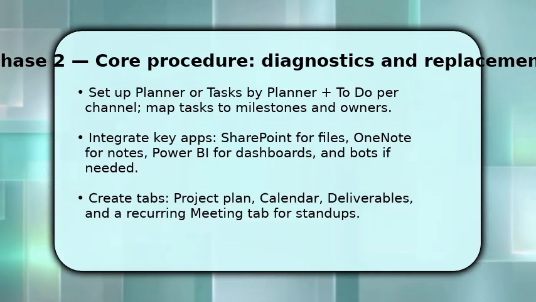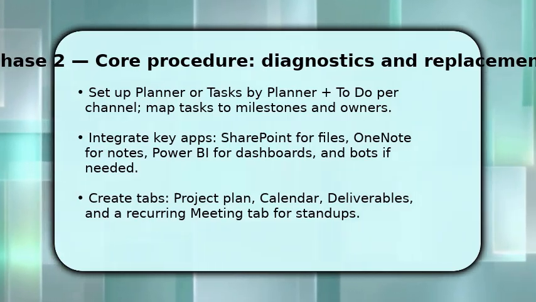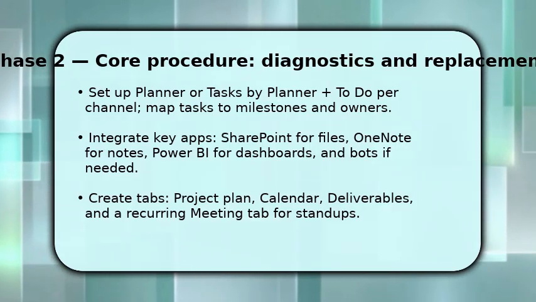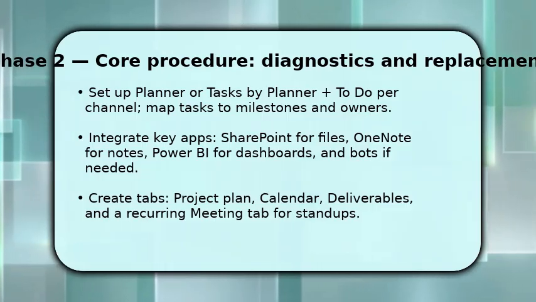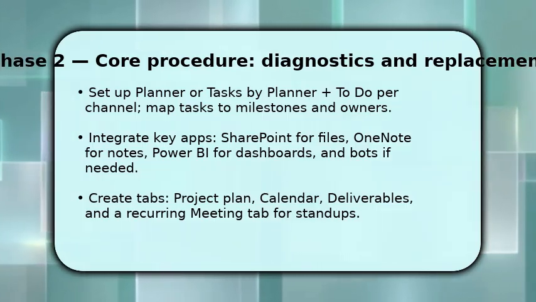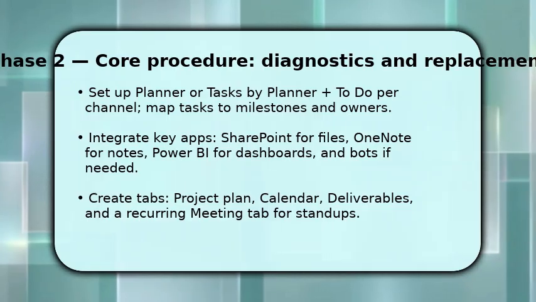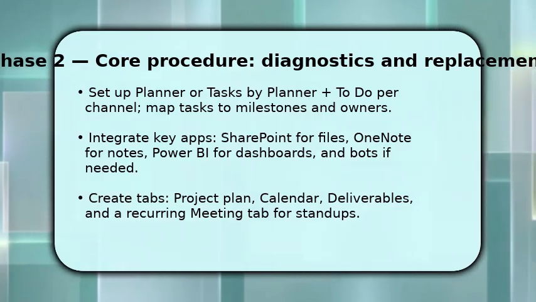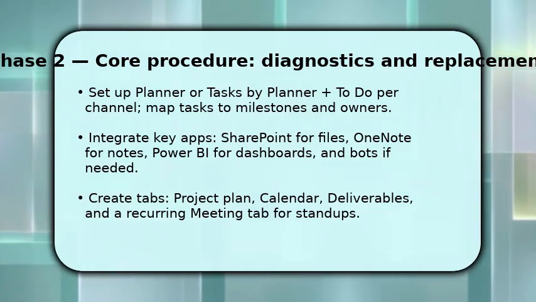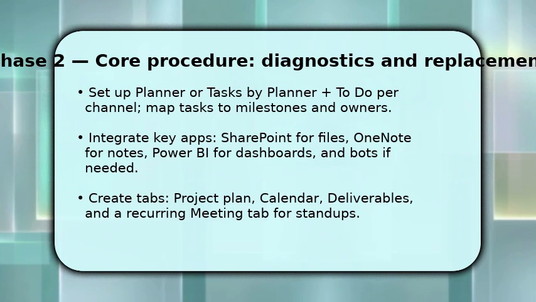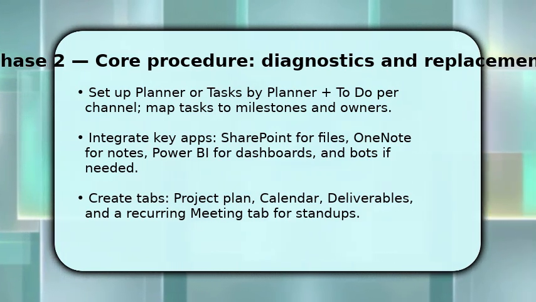Integrate SharePoint for file storage and OneNote for centralized meeting notes, and pin a Power BI tab for live metrics. Then add tabs for the project plan, calendar, and deliverables. Once done, schedule recurring stand-ups in a meeting tab and link agendas. This keeps rhythm, traceability, and visibility across the team.